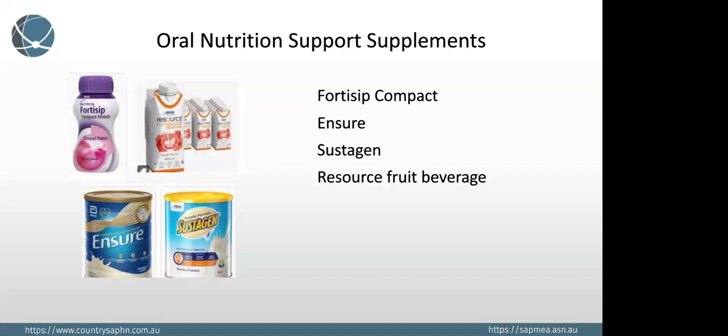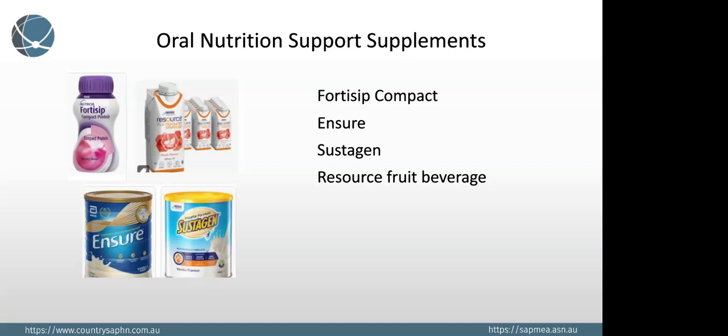We've got Resource Fruit Beverage. That's again more of a juice-based one if people don't love the dairy products or it doesn't sit well for them. They're quite high energy, fair bit of protein. And then the powdered ones, which are more affordable. So Ensure and Sustagen are sort of fan favourites, and they would just be mixed up. So if people have the dexterity and are able to make that up at home, it's a great way to make sure it fits within the budget as well. So they would be a recommendation too.